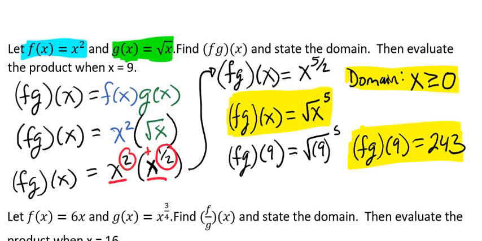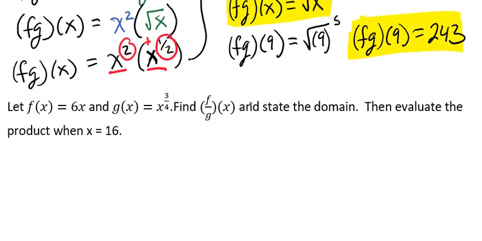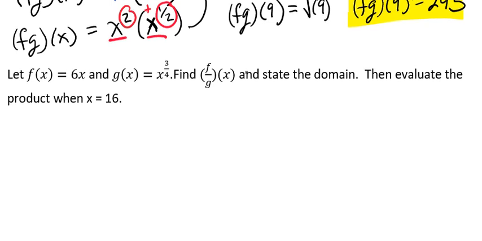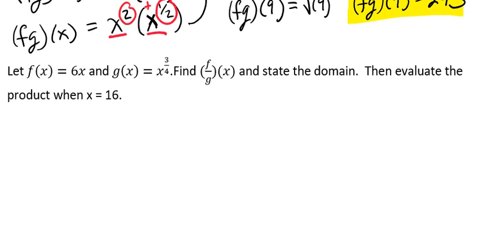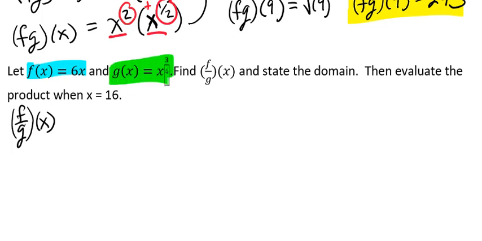So now in our video, we're going to do an example where we're going to find the quotient of two functions. So we'll be trying to find the quotient of f and g of x, where f is our 6x and g of x is our x to the 3/4. And so to do that, we'll just take our f of x and divide it by our g of x. So we'll go ahead and we'll plug those in.